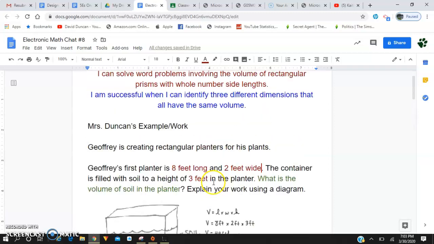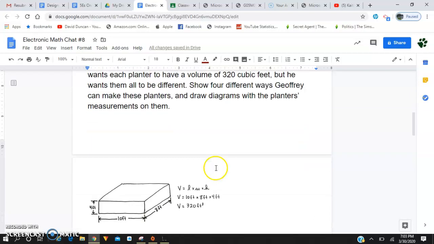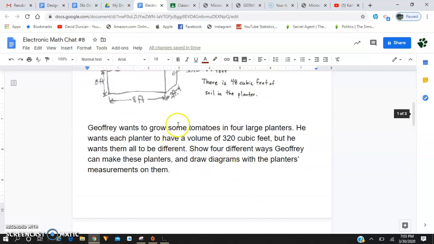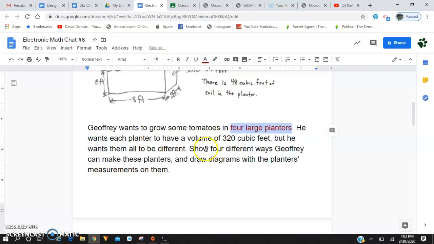That goes back up to our success criteria. I am successful when I can identify different dimensions that all have the same value. So in this case, Jeffrey wants us to have 4 large tomato planters. I'm going to make that red so it sticks out for me. He wants each planter to have a volume of 320 cubic feet, but he wants them all to be different.